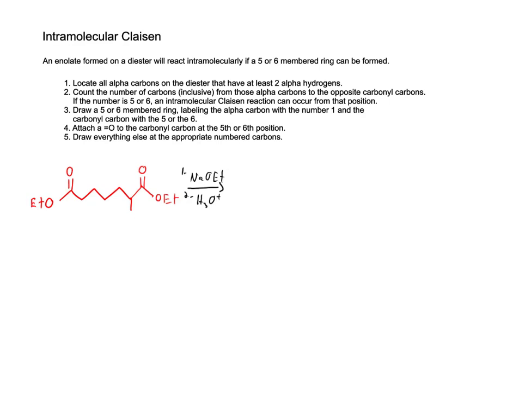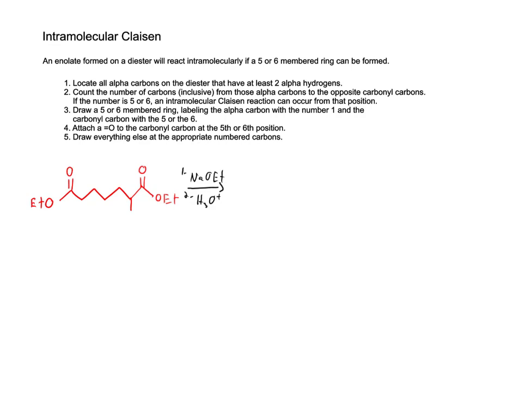For intramolecular Claisen reactions, they are going to be very similar to intramolecular aldols, except the dicarbonyl in these is specifically a diester. So an enolate formed on a diester will react intramolecularly if a 5 or 6 membered ring can be formed. And what we're going to do, this process for getting to the product, is very similar to the process that we used for the intramolecular aldol. Now for this, I am not going to show the entire mechanism.